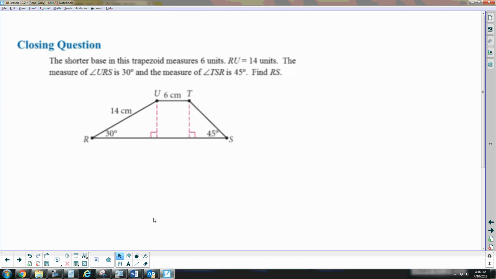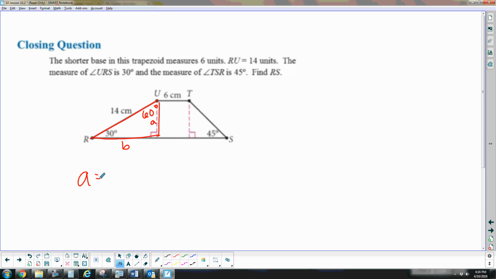So in this triangle, we know that the shorter base has 6 units, that's labeled RU or TU, and then the RU segment right here is 14, which is also labeled. And the measure of URS is 30 degrees, which is labeled, which means this is 60 degrees because this is a right angle. So again, here we know the hypotenuse, it's 14 centimeters. This would be our shorter side, this would be our longer side.